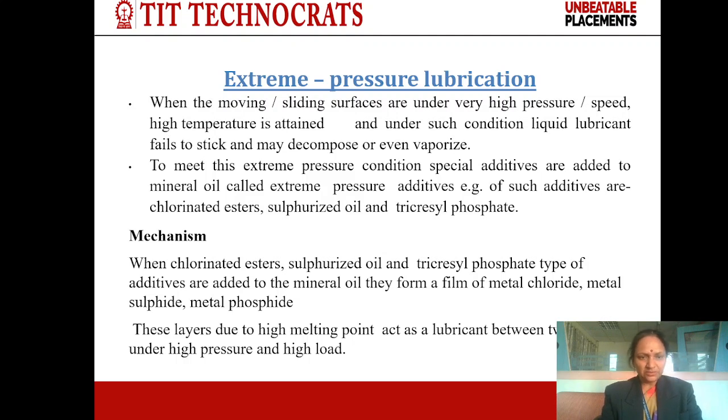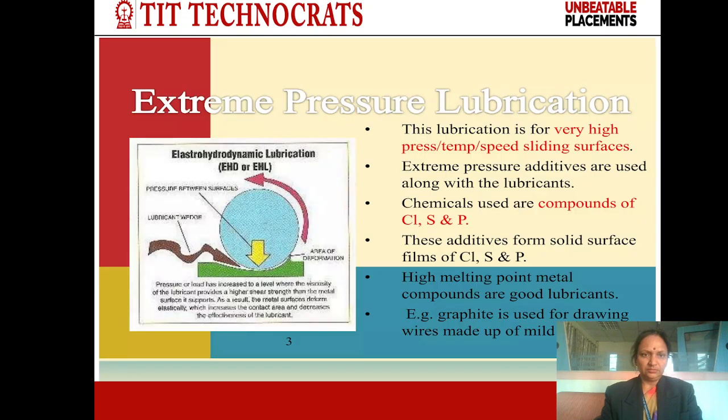The mechanism is that when additives such as chlorinated ester, sulfurized oil, and tricresyl phosphate are added to the mineral oil, they form a film of metal chloride, metal sulfide, and metal phosphide. These metallic layers are very stable and have a high melting point. Thus, these layers, due to high melting point, act as a lubricant between two surfaces under high pressure and high load. This is the diagram of extreme pressure lubrication.